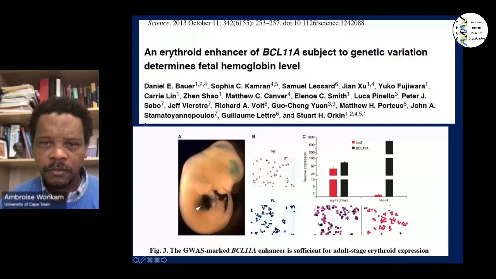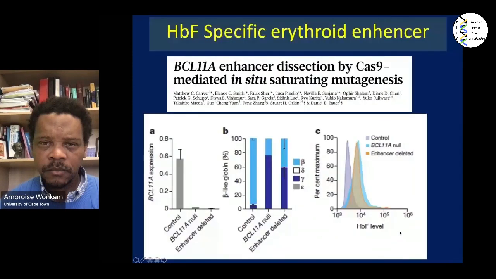That means that if you modify those variations, you can modify the expression only in red blood cells. And by modifying, they clearly show using a cell model that you increase the level of fetal hemoglobin, but only in red blood cells, which increases the prospect of using that variation for treatment of sickle cell disease.